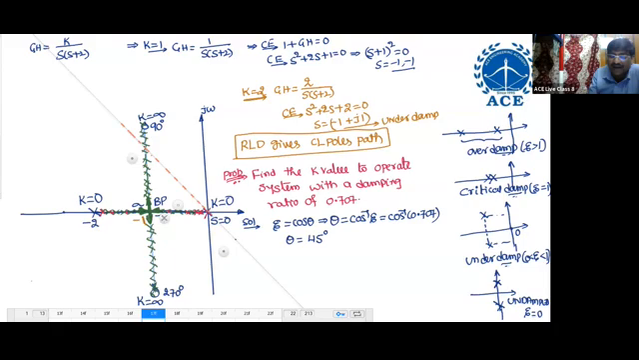You draw a line with the angle of 45 degrees. This is the angle of what? 45 degrees. Now at this point, this is point P, for example. At point P, we have to find the k value.